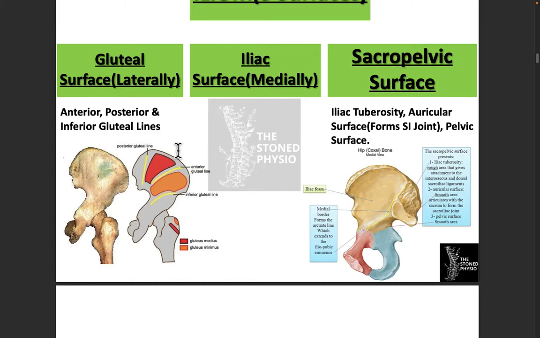First of all, on the lateral aspect we have this whole surface that is called the gluteal surface. Why gluteal surface? Because the gluteus medius and the gluteus minimus are attached on this particular part of the ilium, and that's why it is called the gluteal surface, and it is present on the lateral aspect of the ilium. Can anyone tell me the function of the gluteus medius and the gluteus minimus?